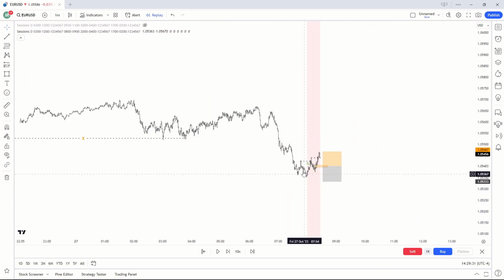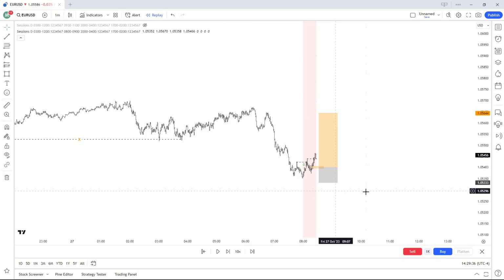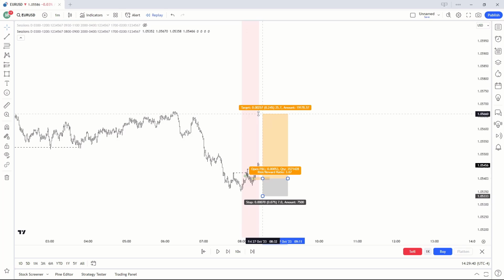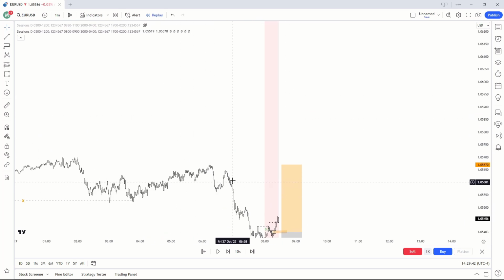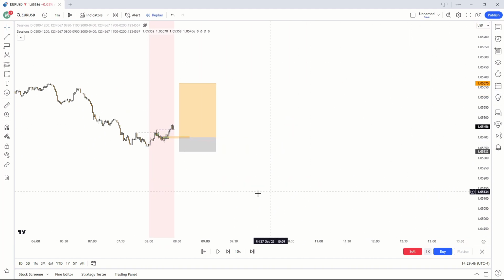So as for targets, I did target this high right here. However, you will see later in the video, market does end up pushing a lot higher. So you'll see market does break through both this high and this high. Market does end up running for 50 pips, I think.